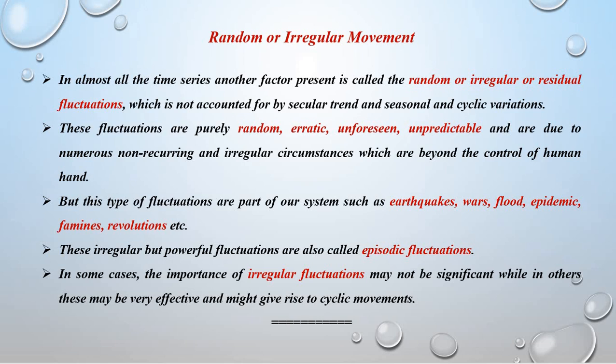But these types of fluctuations are part of our system, such as earthquakes, wars, floods, epidemics, famines, revolutions, etc. These irregular but powerful fluctuations are also called episodic fluctuations. In some cases, the importance of irregular fluctuations may not be significant, while in others, these may be very effective and might give rise to cyclical movements.